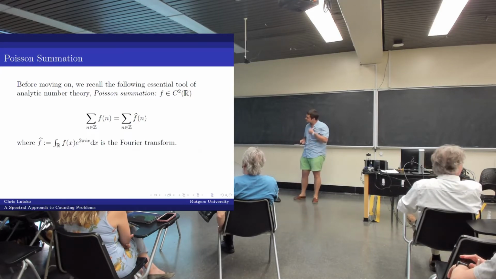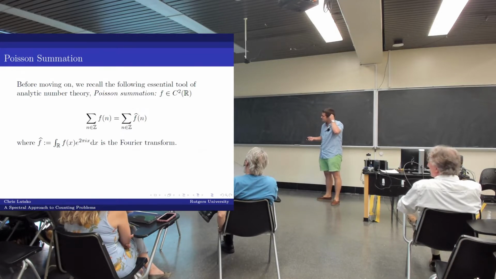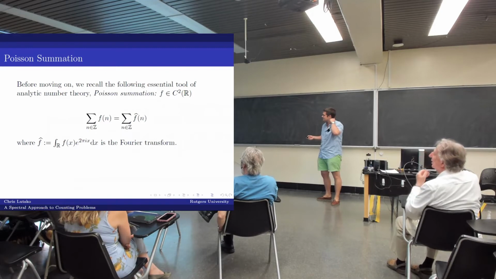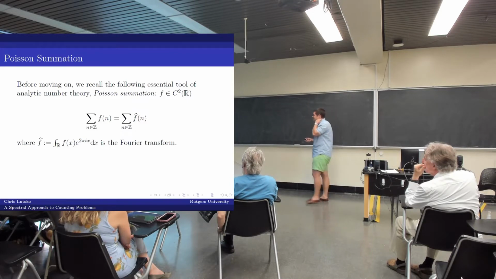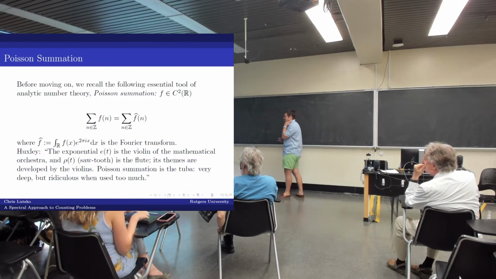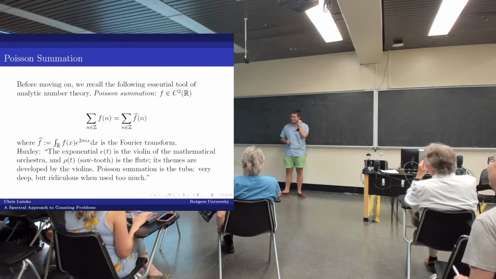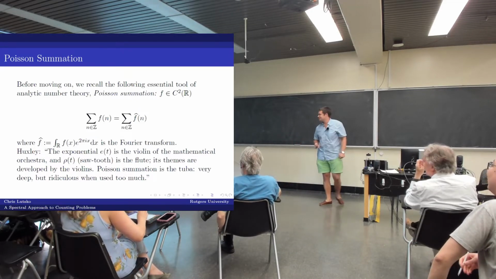for analytic number theorists, and it inspired my favorite quote, which is by Apollonian. It says the exponential function is the violin of the mathematical orchestra. The sawtooth is the flute. Themes are developed by violins. And the Poisson summation formula is very deep. I don't really know what the first part means.